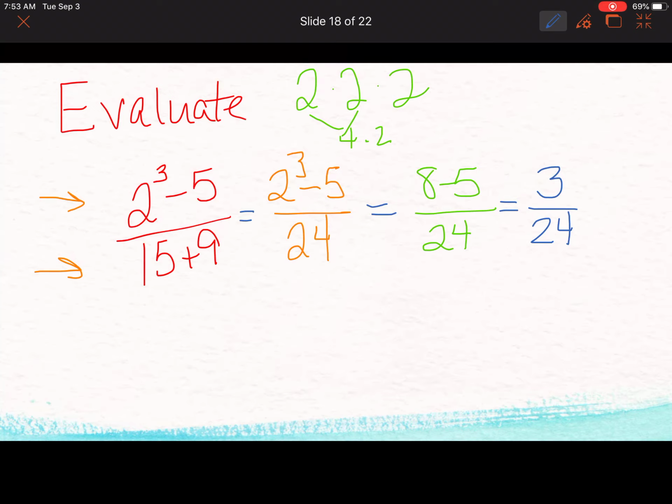And then my last step is just going to be to reduce, which is the multiplication and division. So 3 over 24, I say, well, what can I divide both of those by? And when I see a number like 3 that's very small, that's where I should start. So I'm going to divide top and bottom by 3. Well, 3 divided by 3 is 1. 24 divided by 3 is 8. So my final answer is 1/8.